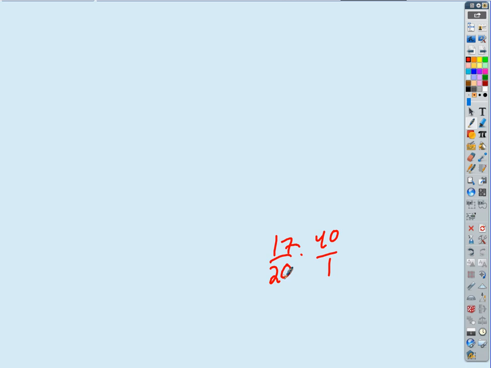2 over 1, right? That reduces to 2 over 1. And now if I multiply straight across, 17 times 2 is 34. And look, on the bottom I just end up with 1. So my answer is just 34, right? Now, is that an accident? Is it an accident that it worked out so nicely?